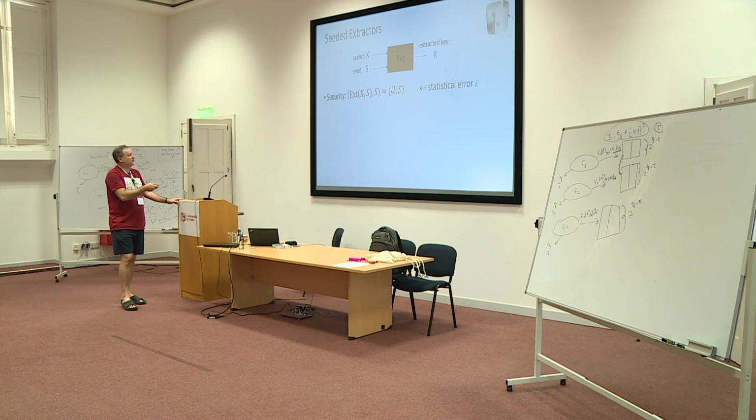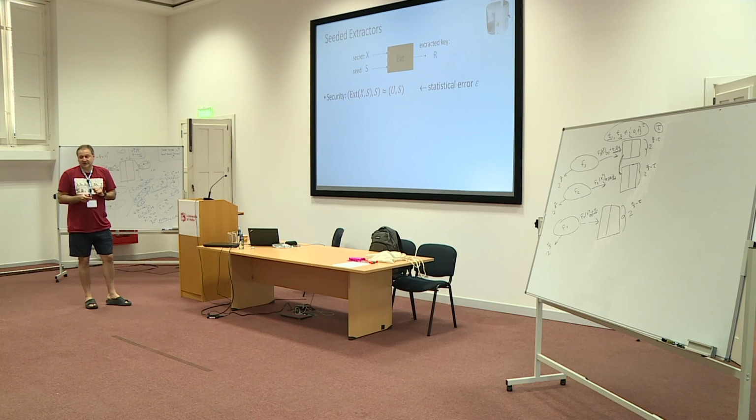It helps me to extract from X. So I'm really extracting from X. So even the joint distribution of my extracted output and the seed looks uniform. And here, we're talking about statistical security, so even a computationally unbounded attacker cannot tell them apart.